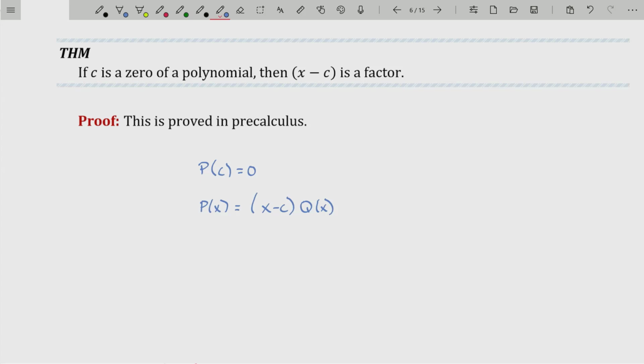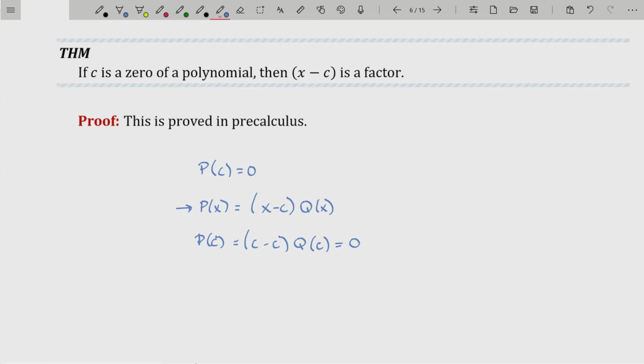And that should make sense, because if you take a look at this new polynomial and plug c into it, you would get c minus c times q of c, q being just the rest of the polynomial after you've factored out x minus c. Well, c minus c is 0. Zero times anything is 0. So it does kind of work with this statement right up there. P of c is 0. Well, that's what we just found out. This theorem is actually proved in a pre-calculus course because you need more advanced concepts than what we deliver in a college algebra course.